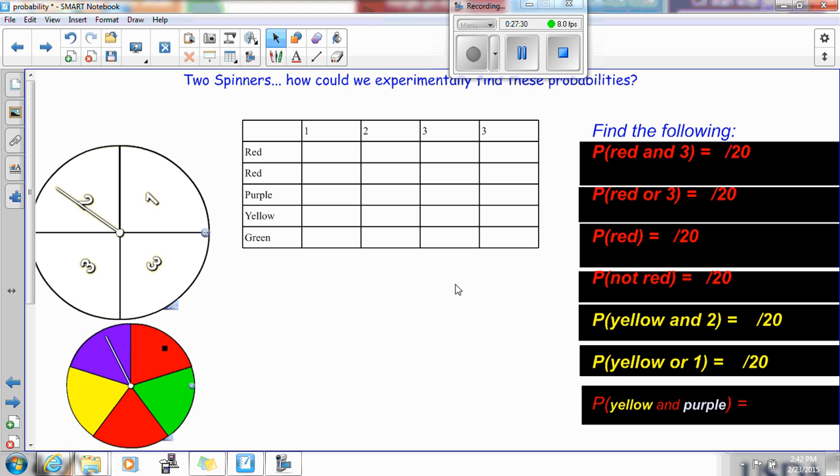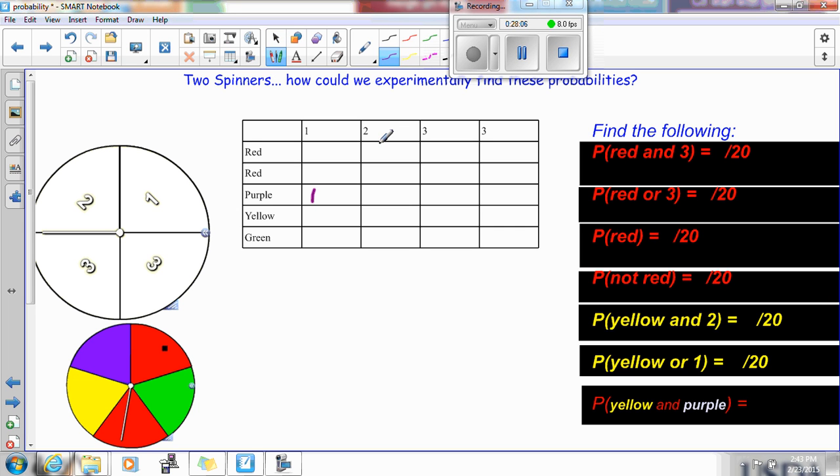So we're going to spin each of these. Okay, so I spin both of them. Let's see where it turns out. I get a purple 1. So under purple 1, I'm going to put a little tally mark. Let's do both of them again. We're going to do this 20 times. I'm not going to include any lines, by the way. I'm going to call it a 2. So it's a red 2.